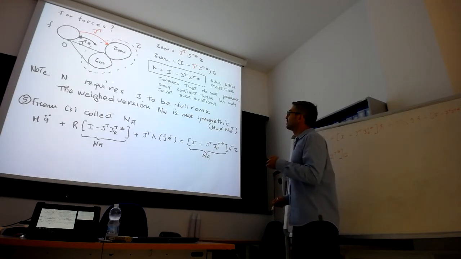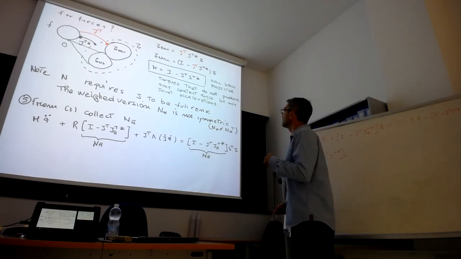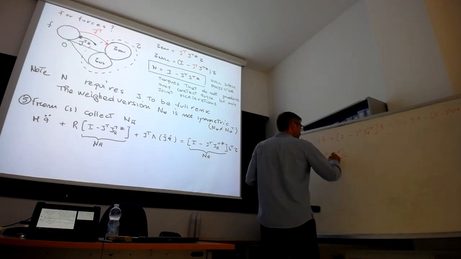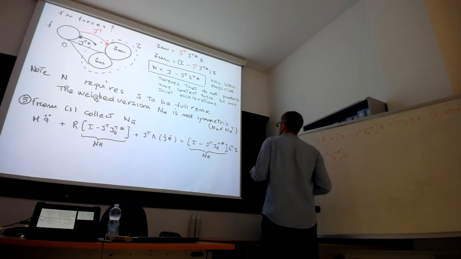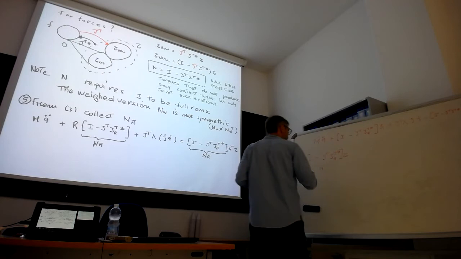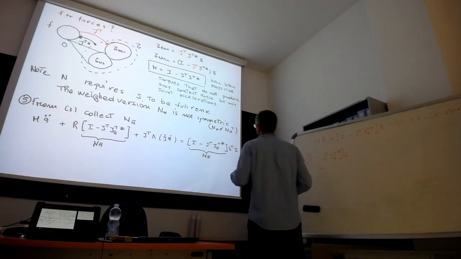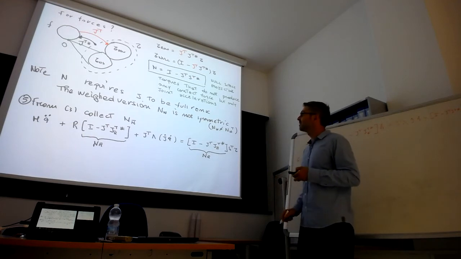Note that the computation of n requires that J is full rank, and also the weighted version, we are talking about the weighted version here, is non-symmetric. So there are some people that are not considering this, but in the weighted version of the pseudo-inverse, the null space projector is non-symmetric.